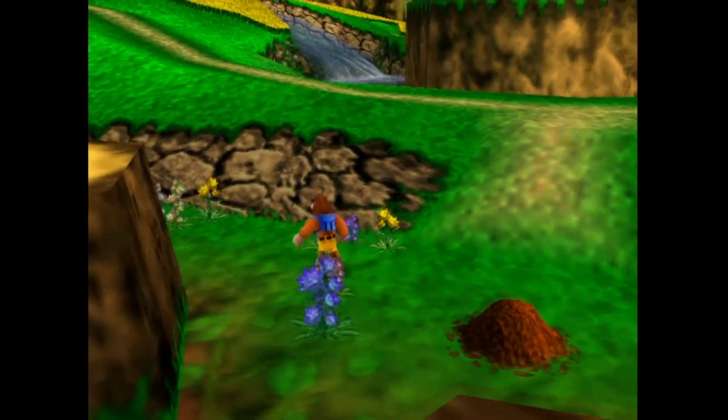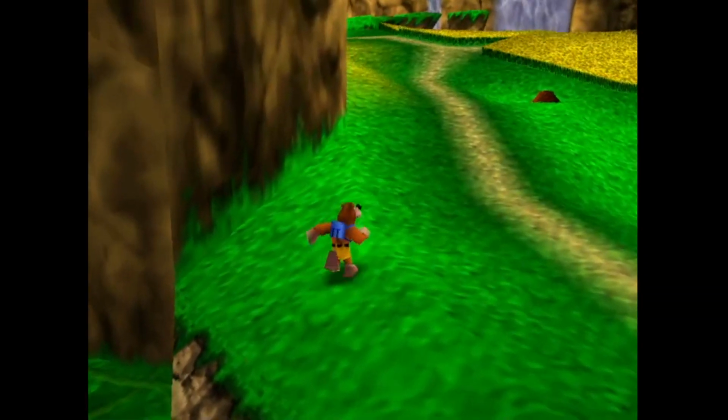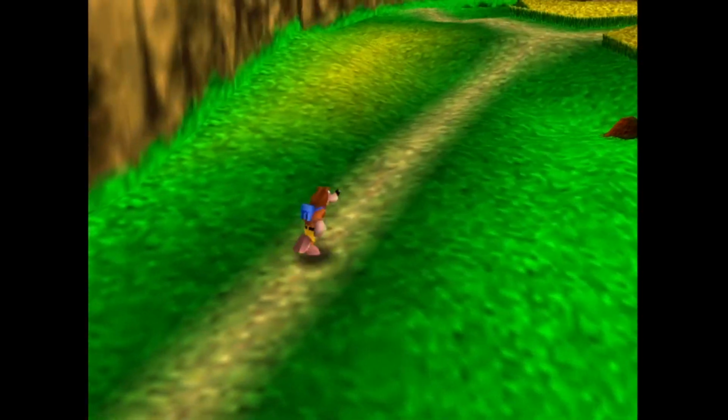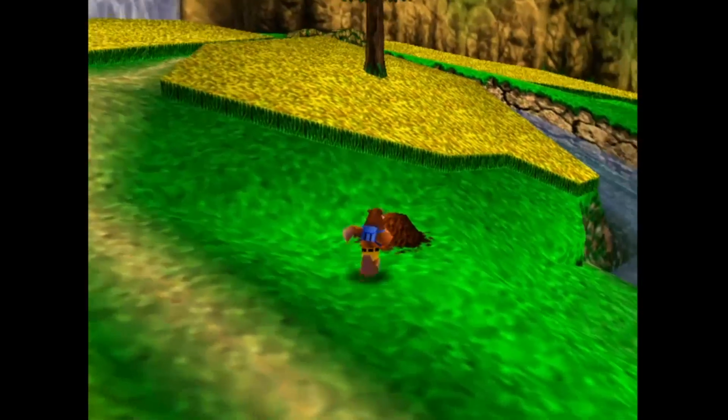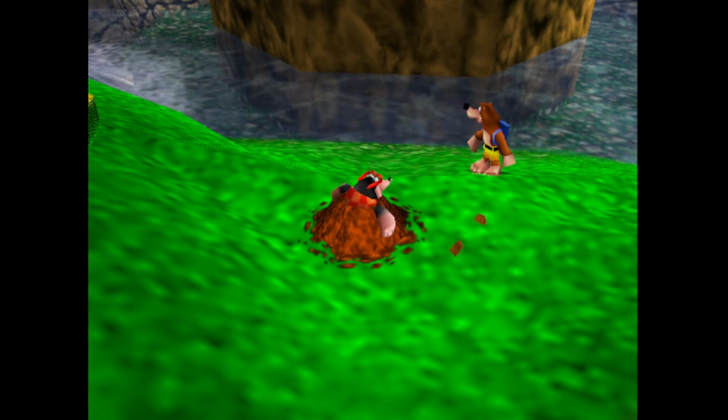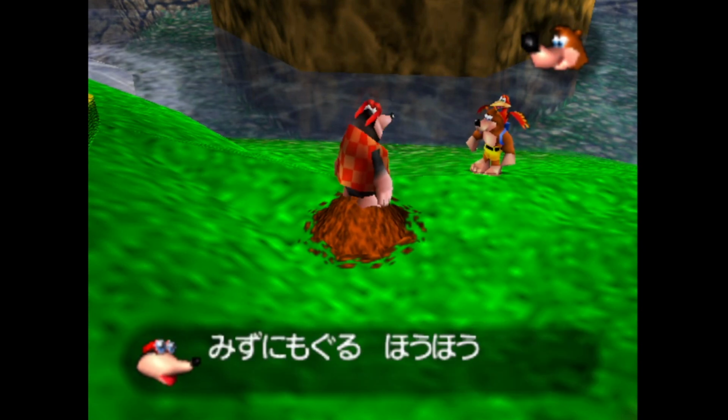Is he done? Okay, good. Yeah, I was hoping to get all of the moves done, but that's taken 30 minutes just to do the first one, so we ain't doing that.